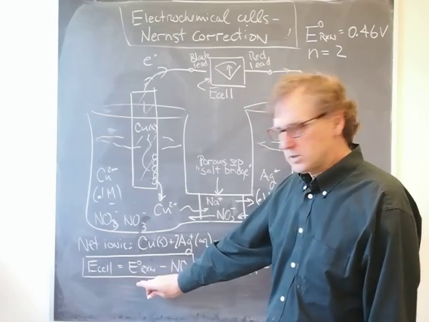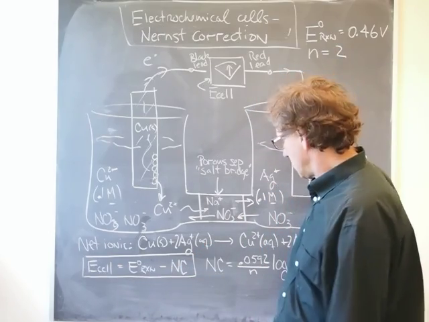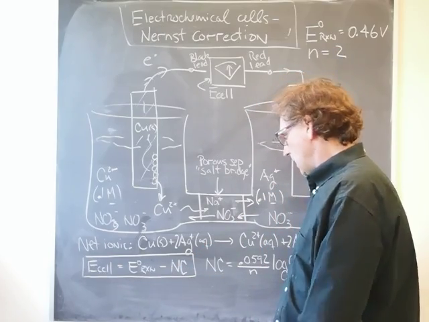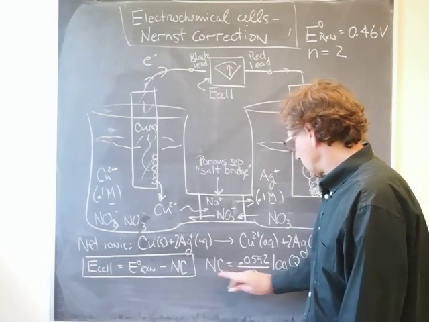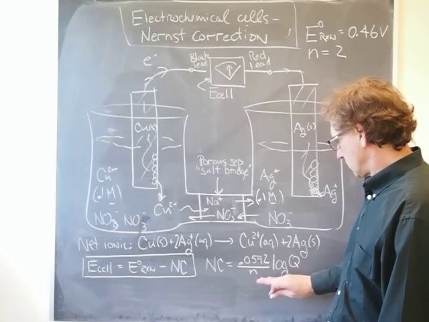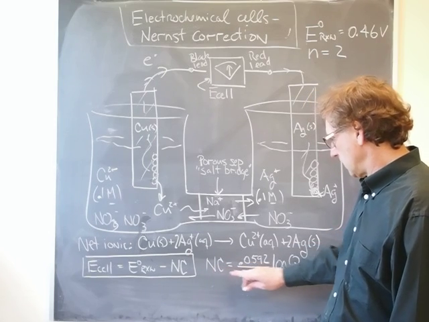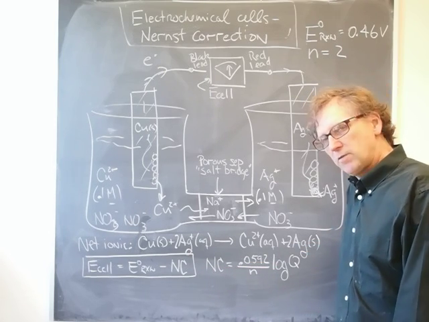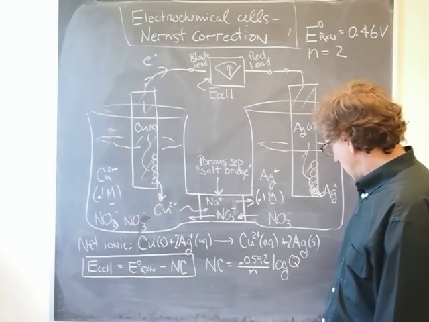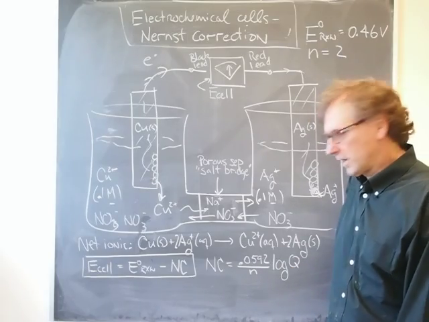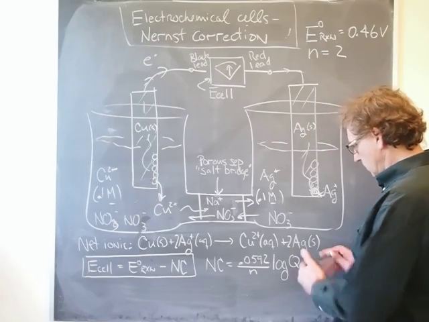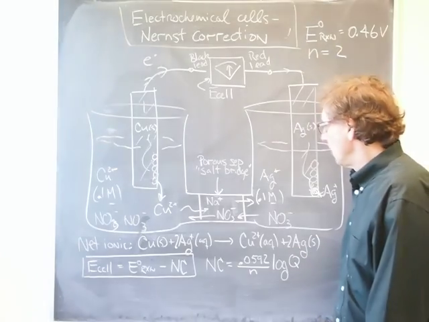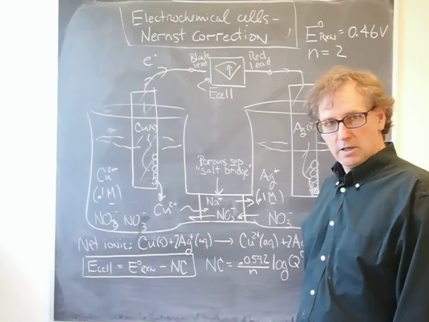So we already know this term, E0 for the reaction, that's 0.46. How do we figure out the correction? Here's the formula for the correction. The Nernst correction is equal to this number, 0.0592, divided by N, and that's the N that we've already calculated for our stoichiometry, times log of Q. Now this Q is the mass action expression for the net ionic equation.